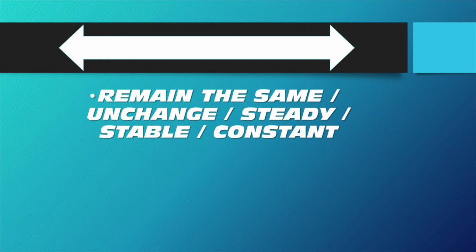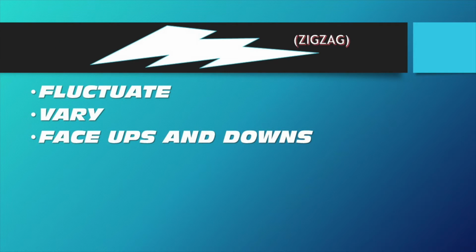In some of the graphs, the figures are not changing and they are stable at a certain level. So the verbs which will be used are remain the same, unchanged, steady, stable, or constant. But if the figure is facing frequent variations, like it is facing ups and downs, the words will be fluctuate, vary, or the phrase face ups and downs can be used also.